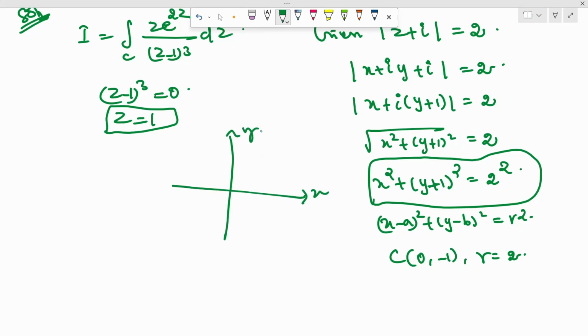x-axis, y-axis. Center is 0 comma minus 1: x value 0, y value minus 1, here. Radius 2, which means we have to take, first you split like this: 1, 2, minus 1, minus 2 likewise. 0 comma minus 1 is here. Radius 2 means till here, this side till this side, till here, this side till here. Draw the circle now.